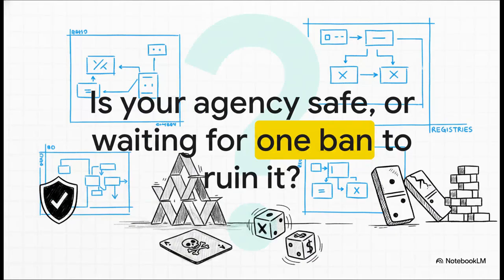Which leaves us with this final provocative thought. Is your agency's account structure actually built on a scalable science? Or are you just waiting for one ban to completely topple the whole house of cards? It's time to stop gambling with your clients' accounts and your agency's future. Start using these blueprints. Isolate your environments, structure your registries, and scale cleanly.